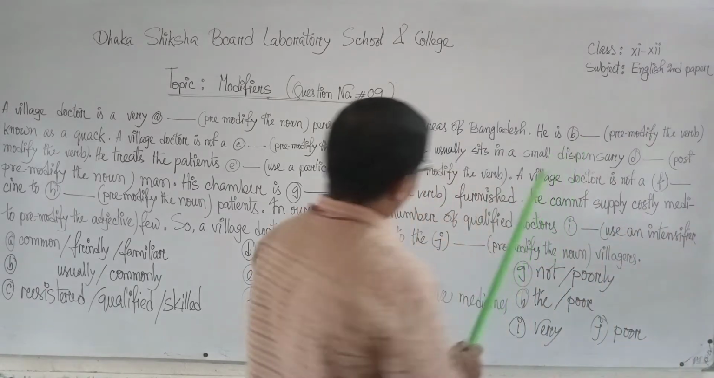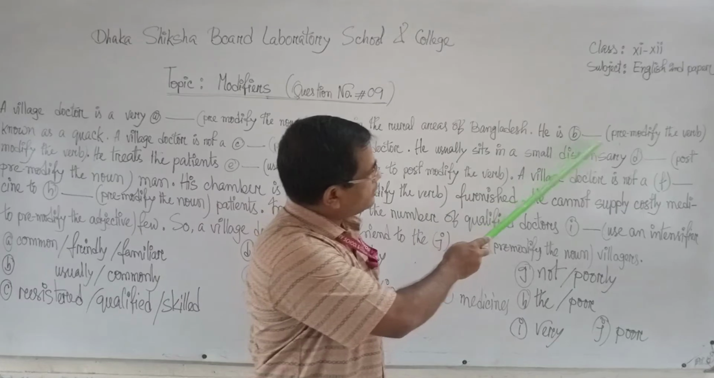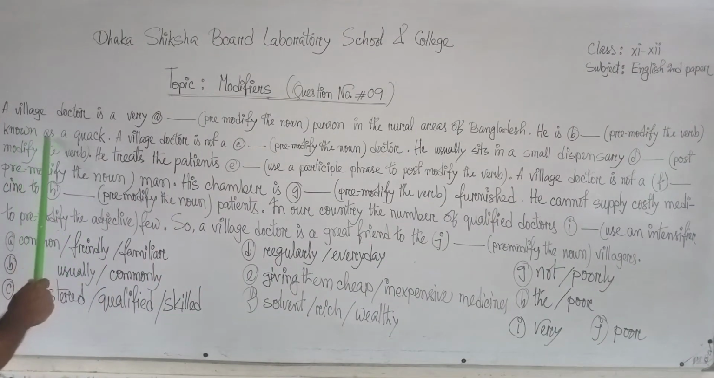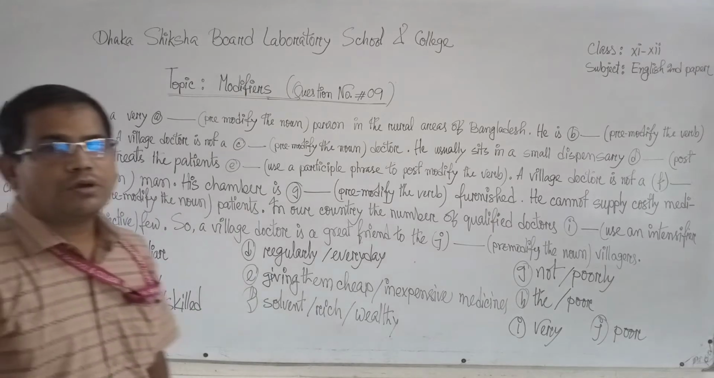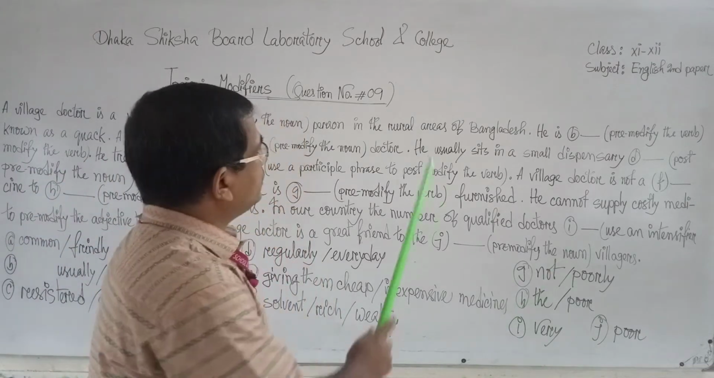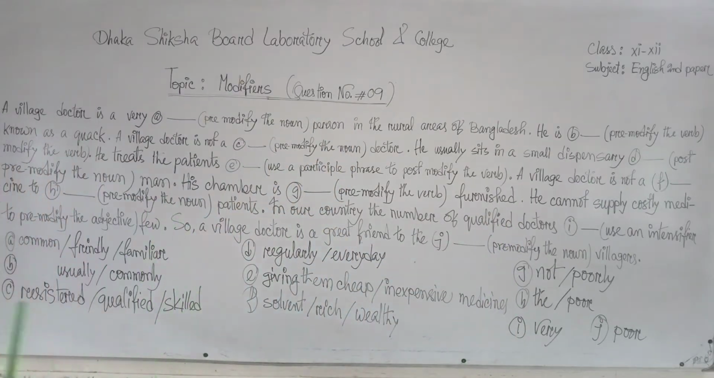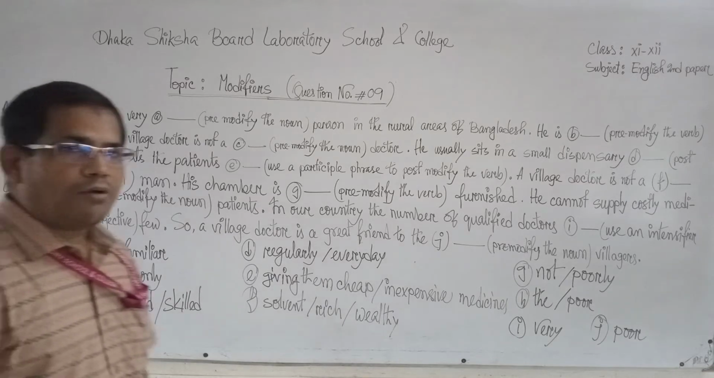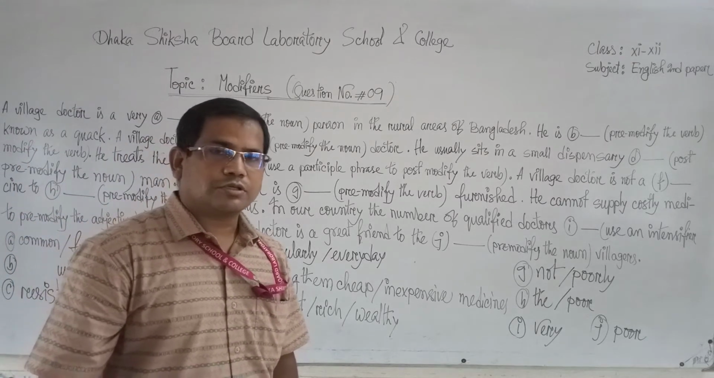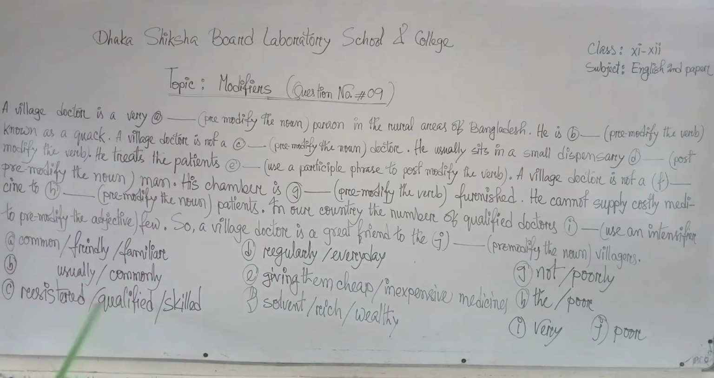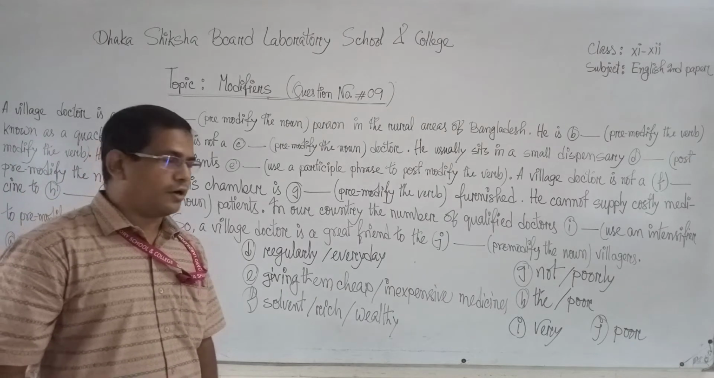Next, he is dash, pre-modify the verb. The verb is here, you see: known as a quack. Quack, Hature doctor. He is pre-modify the verb. Usually, commonly, etc. Our answer could be usually. সচরাচর তাকে হাতুড়ে ডাক্তার বলা হয় এই অর্থে। But if we use commonly, normally, generally, that will also be correct.